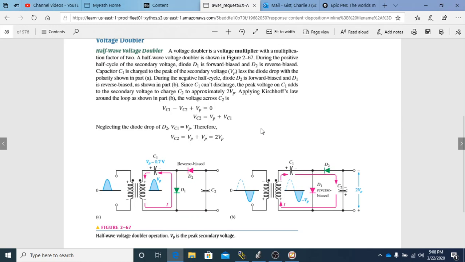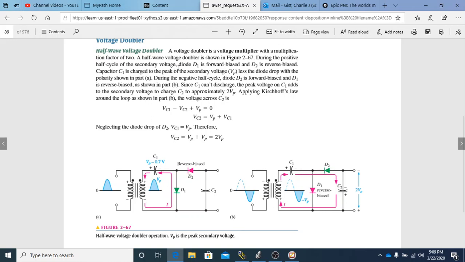And a voltage doubler is a voltage multiplier with a multiplication factor of 2. And that makes sense, right? Double, it's like times 2. So a half-wave voltage doubler is shown in 267, which is right here. So during the positive half cycle, which is this right here, that's on the primary side, and then also our secondary is going to be following that same positive half cycle.